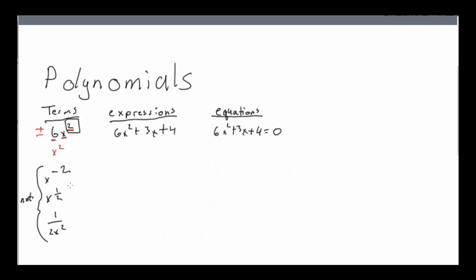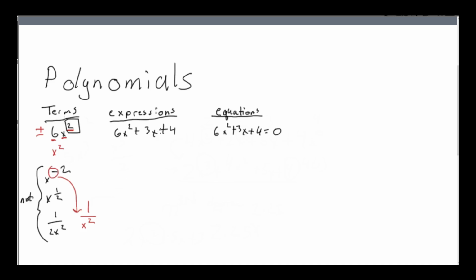So real quick, just to show you something that you may not notice, if you have x to the negative 2, that is the same as 1 over x squared. So you still have a variable in the denominator. That's why you cannot have a negative power.